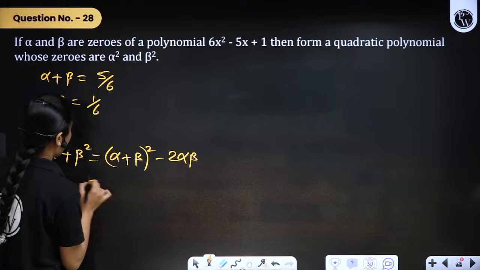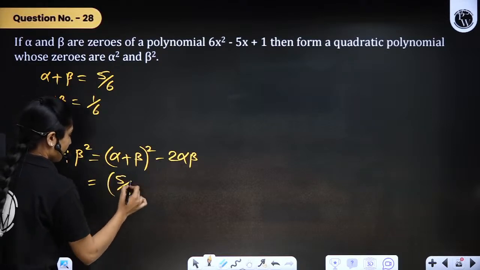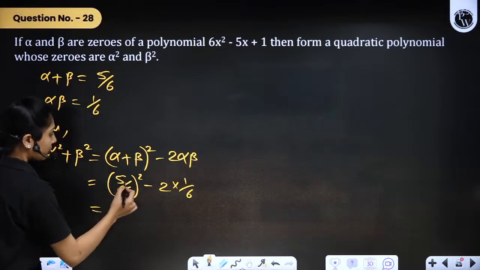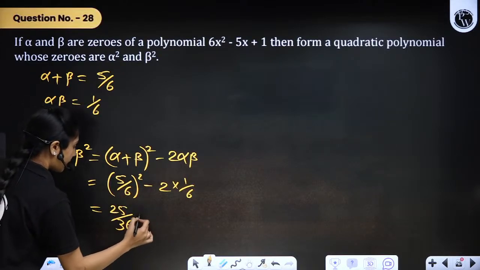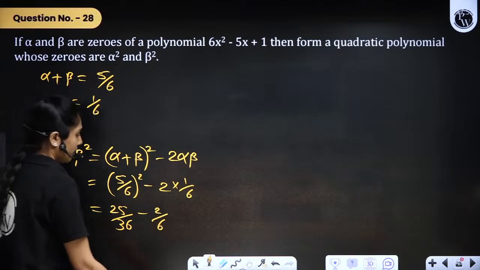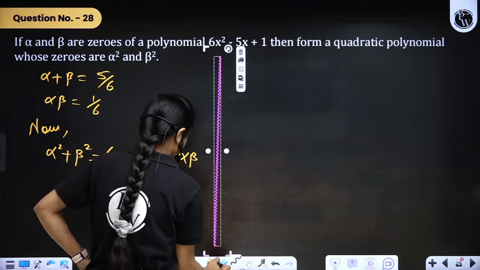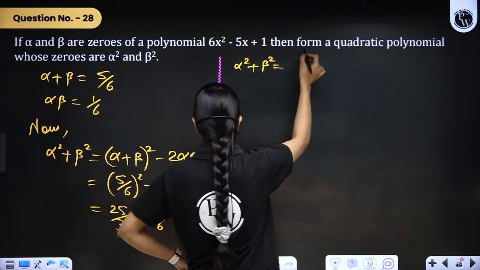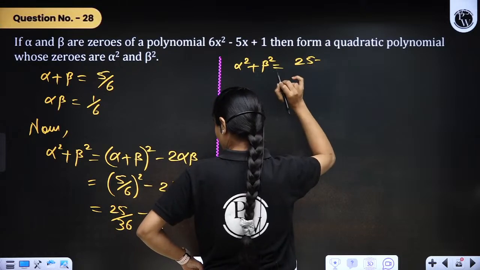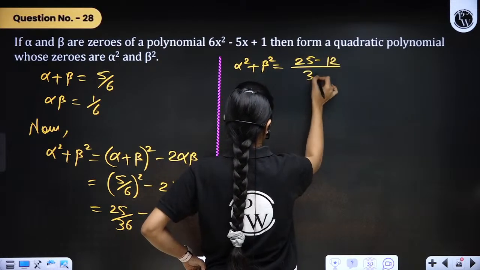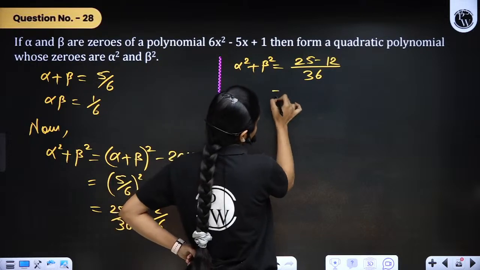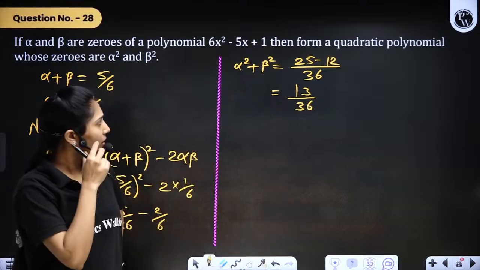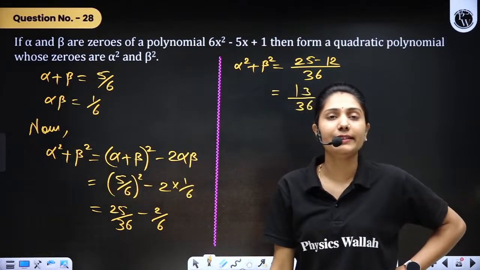So it's alpha plus beta, that means (5/6) square minus 2 alpha into beta, that is 1 by 6. So 25 by 36 minus 2 by 6. By taking LCM, alpha square plus beta square is (25 minus 12) by 36, which equals 13 by 36. Yes, 13 by 36.